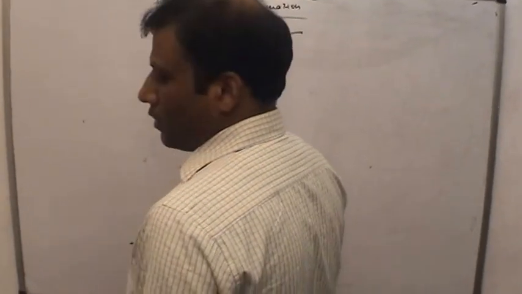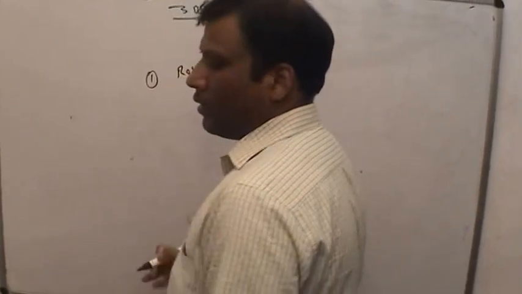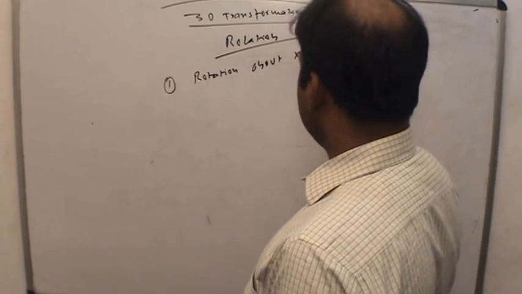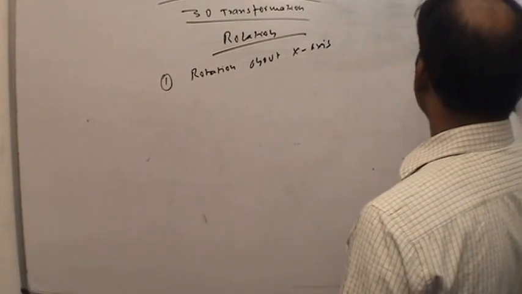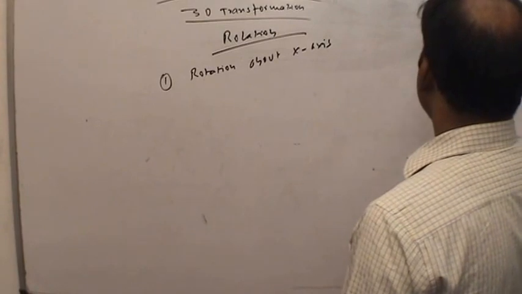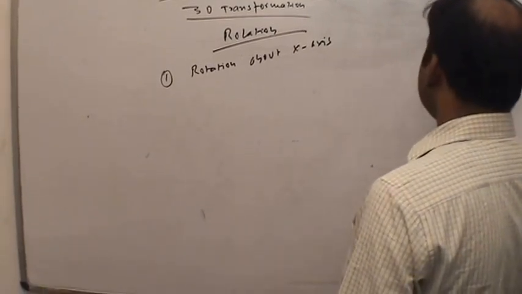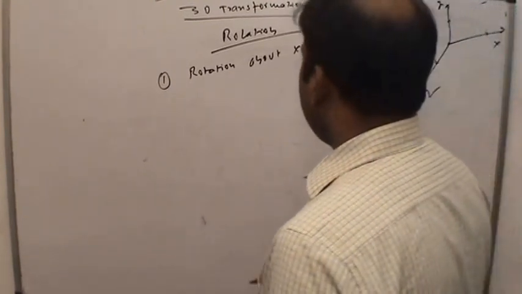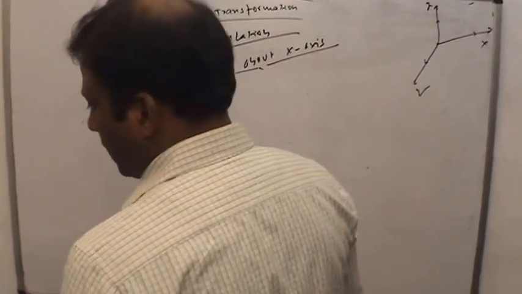First, rotations about the x-axis. Now we have the object on this plane. This is the x plane, y plane and z plane. We can rotate the object along the x-axis, along the y-axis, and along the z-axis. Now we are going to study how we can rotate the object along the x-axis.